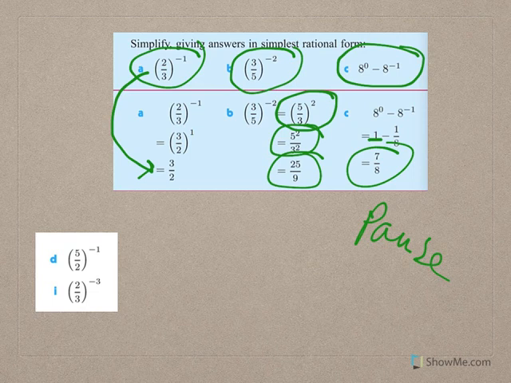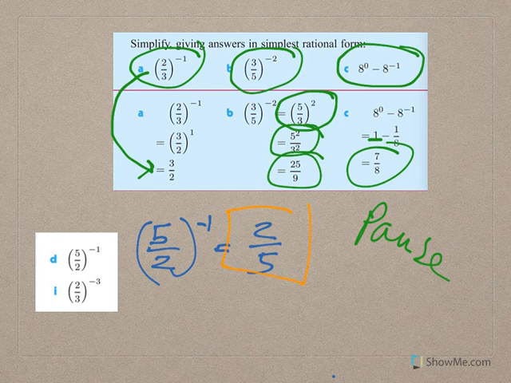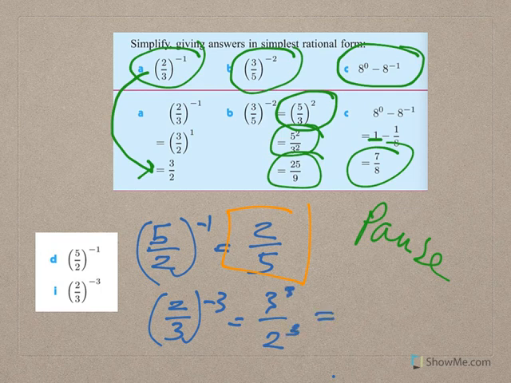Okay, I'll walk you through these as they get a little bit more complicated. You should have had 5 to the power of negative 1 is the same as 1 over 5. That's it. It's as simple as that. Let's look at the other one, 2 over 3 to the power of negative 3 should simply be 3 over 2 to the power of 3. And now we simplify that.